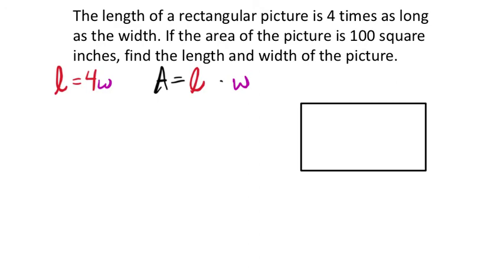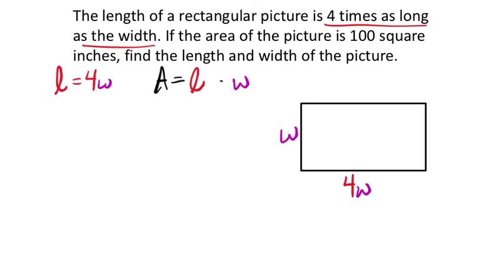Okay, so looking at this picture right here, of course, we have width and we have length, but if I kept it this way, it doesn't really help me. I want to show that the length is 4 times as long as the width. So over here, the length, just like we've shown in the equation on the left, instead of showing it as L for length, I'm going to show that it's the same as taking 4 of the widths: 4 times the width, okay?